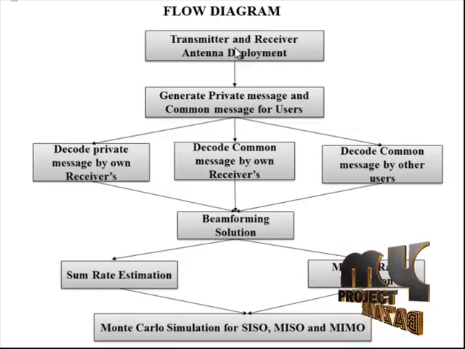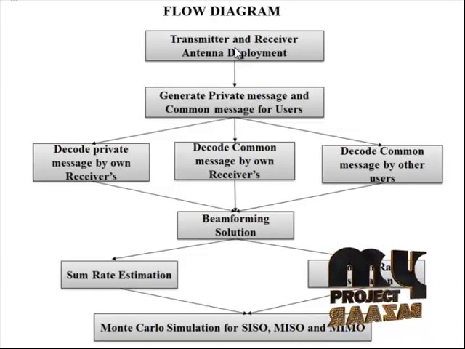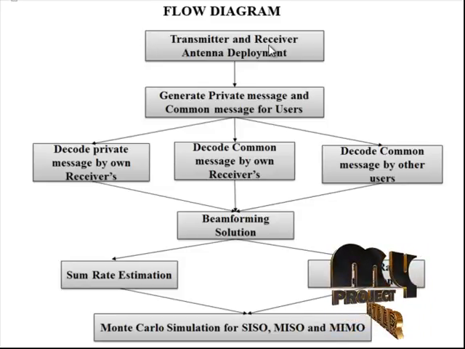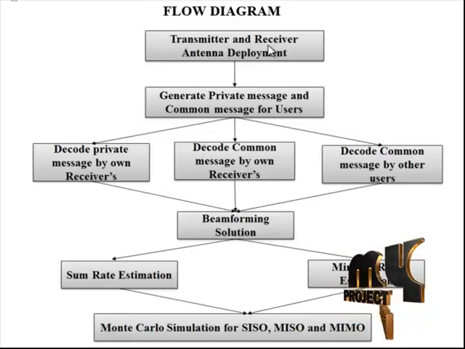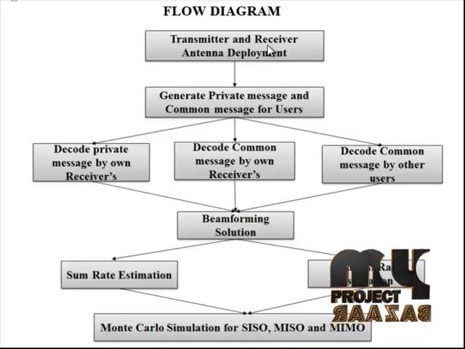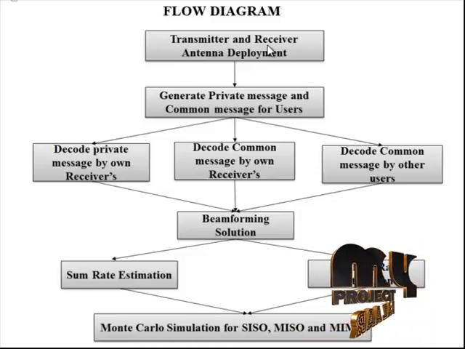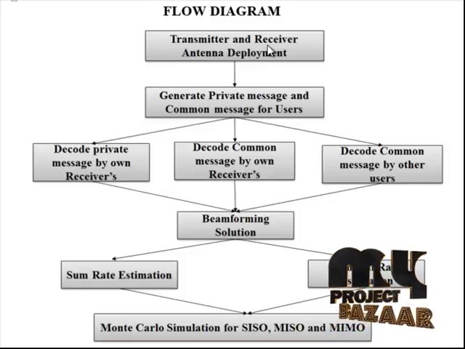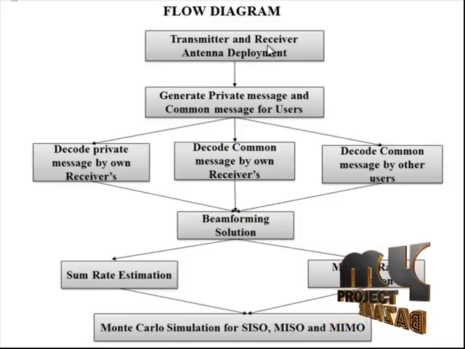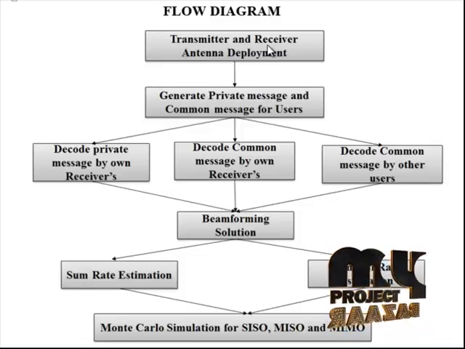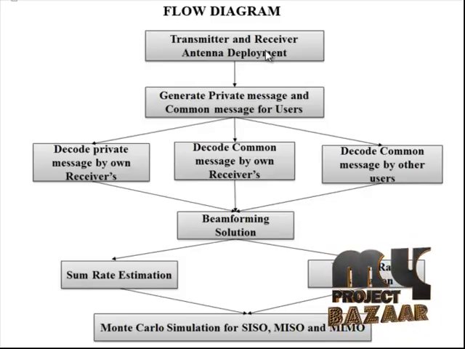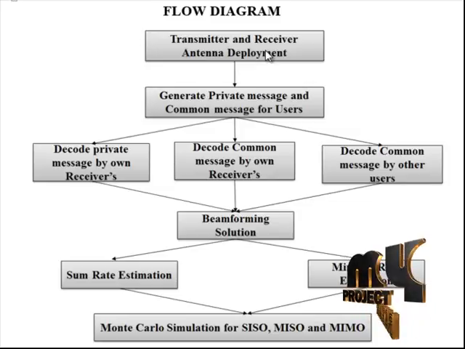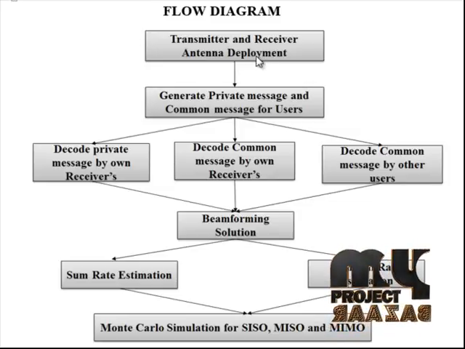Let me discuss the flow diagram for our process. In the transmitter and receiver antenna deployment, each cell has one base station equipped with NT antennas that serves its K mobile users, each of which is equipped with NR antennas. User j in the ith cell is referred to as user (i,j). Transmit precoding is implemented at the base station to separate signals for users within each cell. Thus, interference mitigation needs only occur between users belonging to different cells.